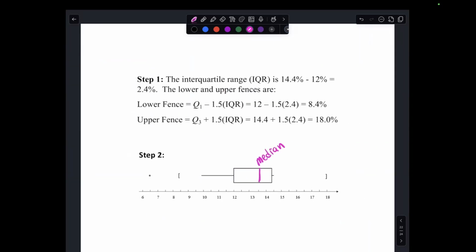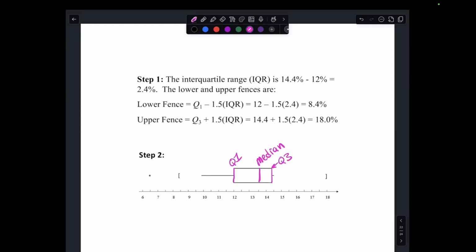Your data value should not be listed on your number line. So the first thing you do is you draw a vertical line where the median is. So I just drew that vertical line where the median is. Then I'm going to draw 2 more vertical lines where my Q1 and Q3 are. That's Q1 and that's Q3. Q1, and this right here is Q3.